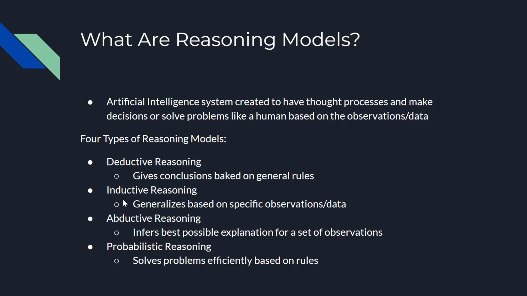The second one is the inductive reasoning model, which generalizes based on the specific observations or data that it is given. The third one is abductive reasoning, which infers the best possible explanation for a set of observations. And the fourth one is the probabilistic reasoning model, which solves problems efficiently based on the rules that it is given, finding an efficient way to solve the output while making the rules efficient.